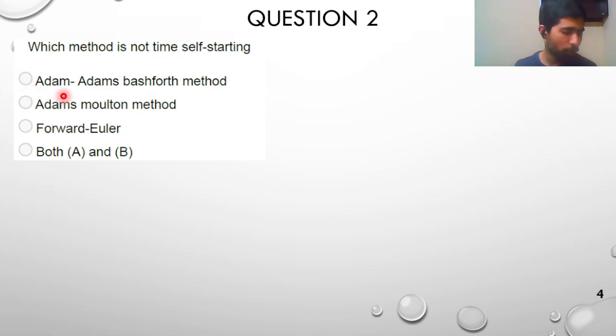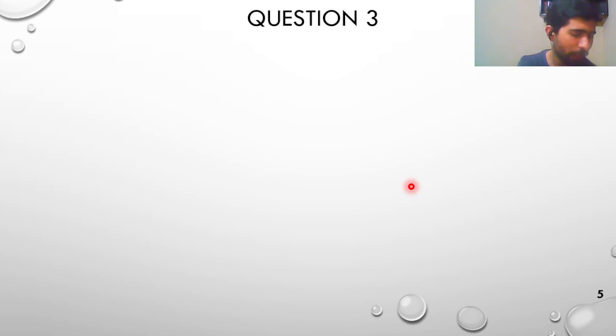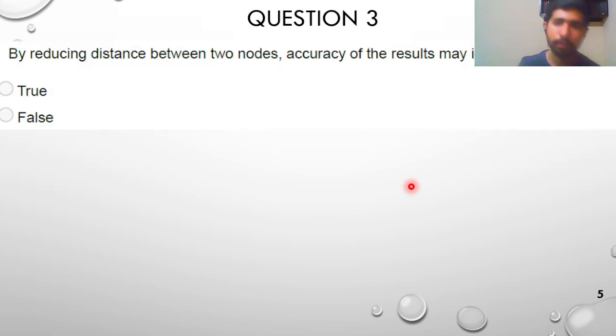So the correct answer should be both A and B, because these two are multi-point methods and need solutions at two time instants. So the answer is D, both A and B are correct. Any queries regarding this? I hope this explanation is satisfactory and you have understood why A and B should be the correct answer. Let us go to the next question if there are no queries.